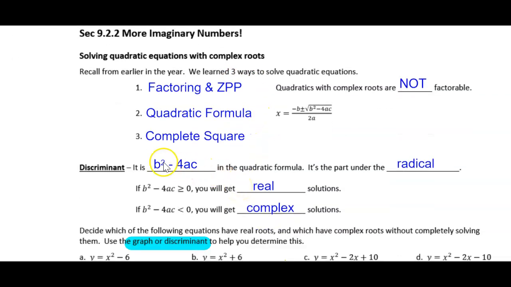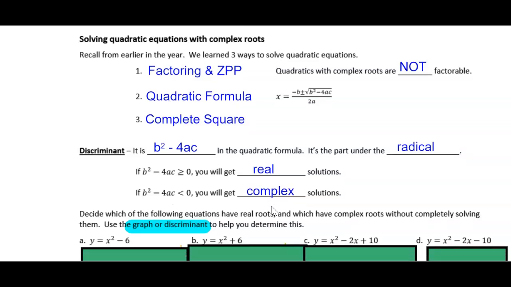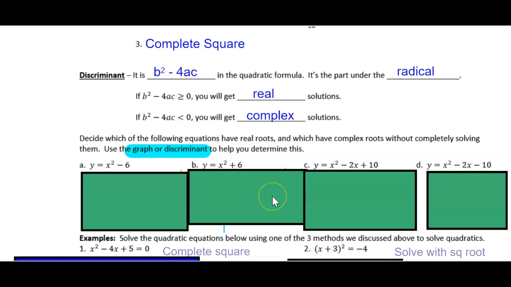So to remind you, the discriminant, as we saw in the bell work, is b squared minus 4ac. It's the part under the radical. If that part is greater than or equal to 0, we'll get real number answers. If it's less than 0, we'll get complex solutions. So we won't be writing no solution anymore in that scenario. We will get complex answers with i's and be able to proceed.